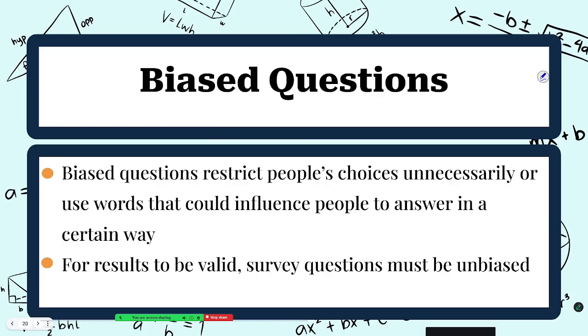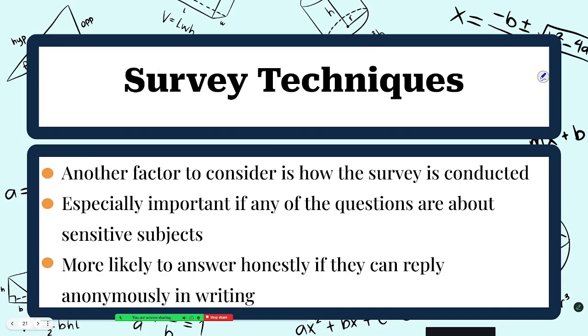We need to start by looking at biased questions. Biased questions restrict people's choices unnecessarily, or they use words that could influence people to answer in a certain way. For the results to be valid, survey questions must be unbiased. Then we need to look at survey technique.